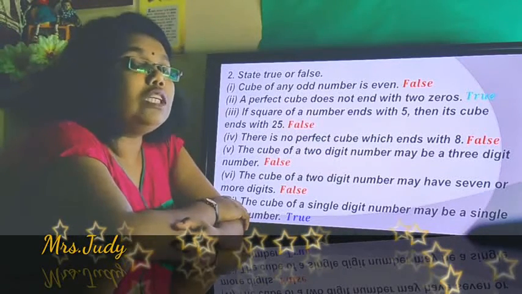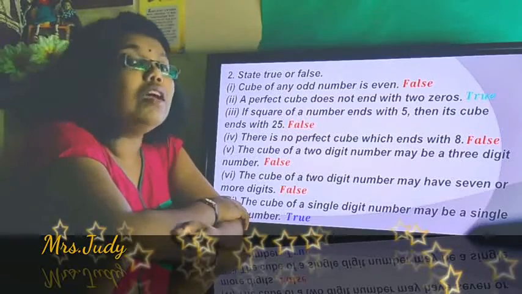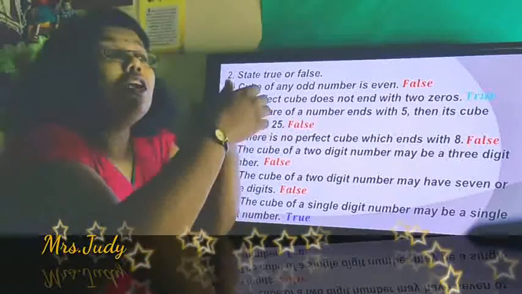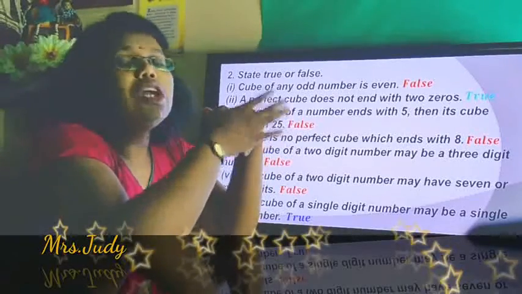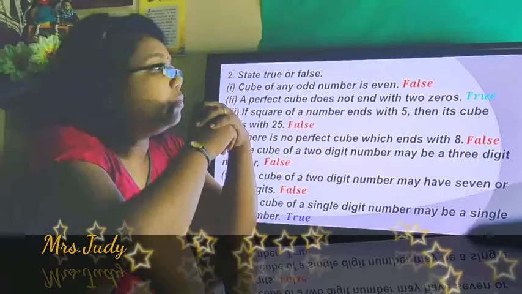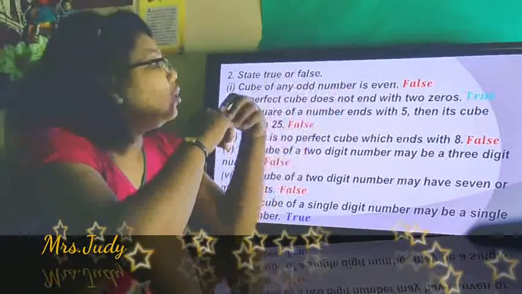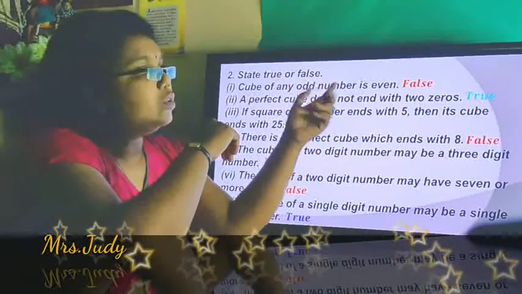Now we have already studied the table of the numbers, and I had already notified that the number which is even will have an even cube, the number which is odd will have an odd cube. So an odd number with an even cube is not possible, so it's false.